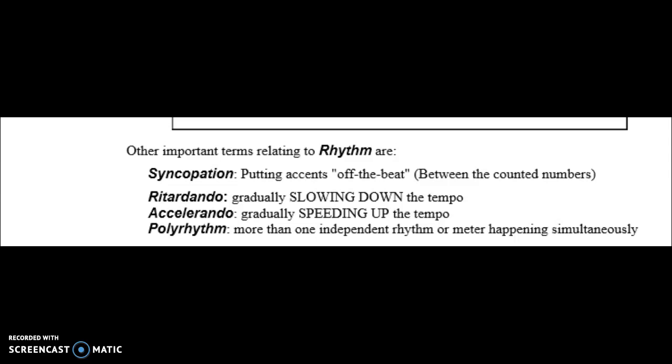Ritardando means that I go slower. Usually to the end of a composition, I will see the composer asking for ritardando, to slow down. Accelerando, I know the word from English, accelerate, I speed up. And polyrhythm, poly in biology means more than one. Okay, polyrhythm, I have more than one rhythm. And that I find also a lot in world music, especially African music. So I have more than one rhythm or meter happening at the same time.